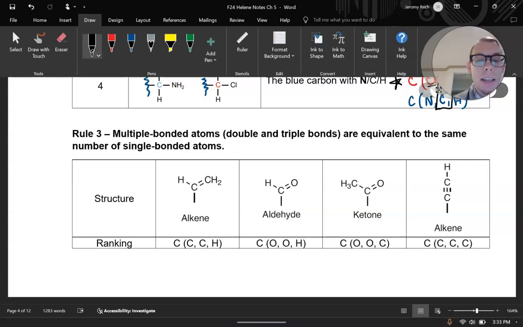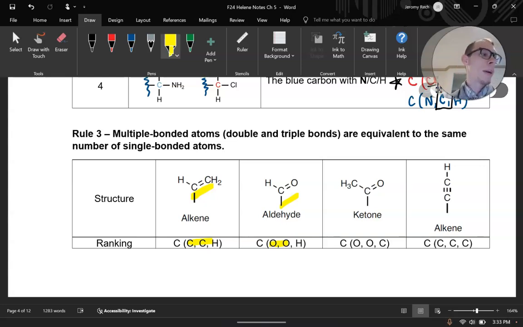So if I look at this alkene here, the carbon that is part of this alkene has a double bond, and for that double bond, we are going to count that as 2 connections to a carbon. Same thing where you have a ketone, we're going to count that as 2 connections to an oxygen. A triple bond would count as 3 connections to the same thing. So you're going to really count how many bonds you have to a specific atom.